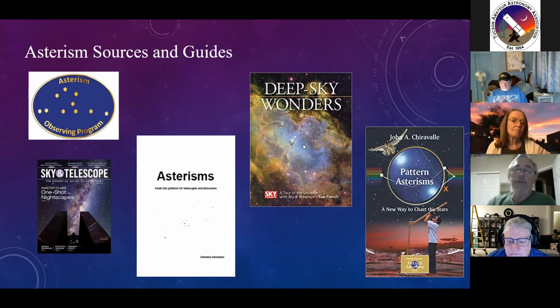Deep Sky Wonders, this is a compendium from Sky and Telescope. From time to time, Sky and Telescope will have an article or two and will present asterisms. They may associate them with a particular season or just a particular constellation. And of course, the Astronomical League has their asterism observing program.